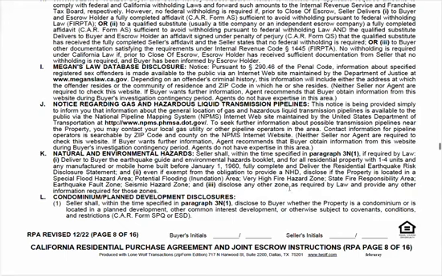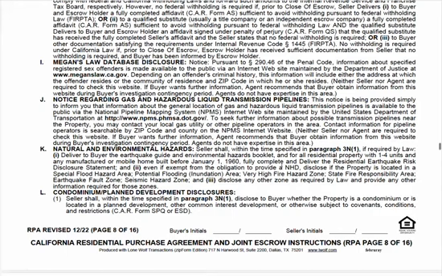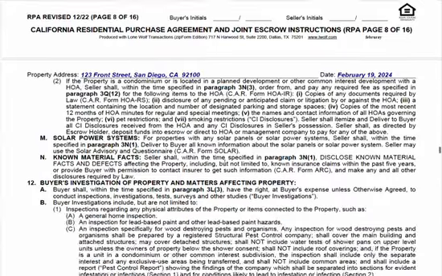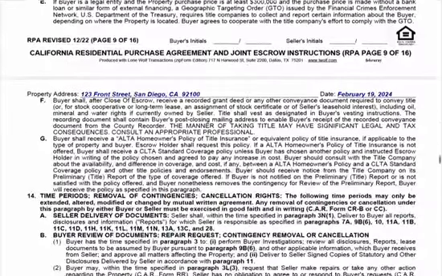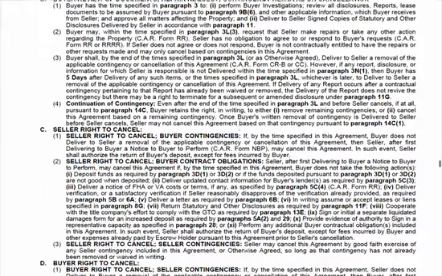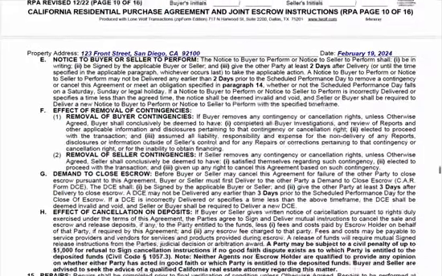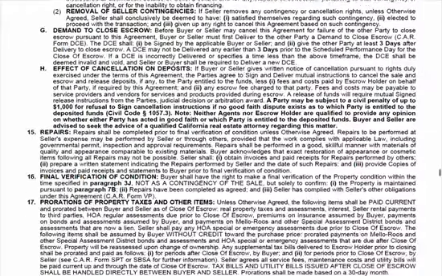What page are we on now? We are on 8 of 16. My gosh, this thing just gets longer and longer every year. Okay, so both parties are initialing. Look at all this. Oh my gosh. All right, time periods, notices to perform, buyer right to cancel, demand to close escrow.